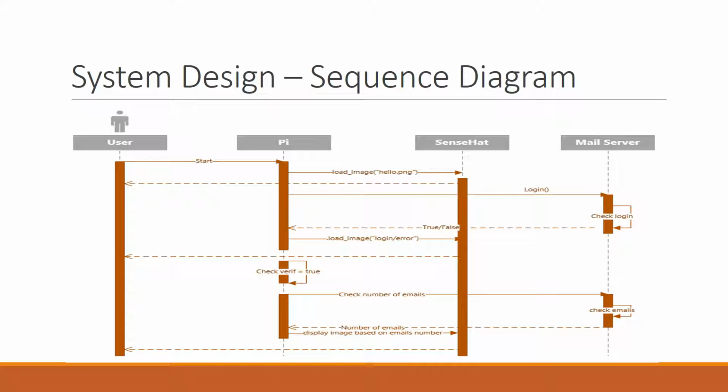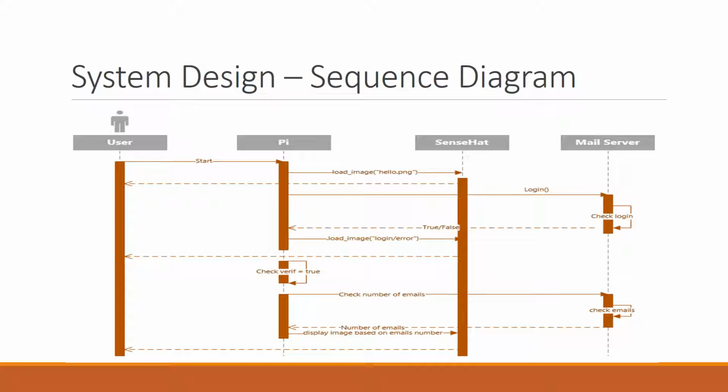The last system design is the sequence diagram. The sequence diagram shows one case when the user is successfully able to log in and how it's able to use the system connection between the user, the Raspberry Pi, Sense HAT, and mail server in order to display the notification on the Sense HAT.